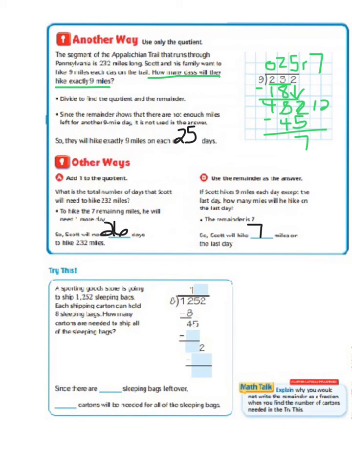So now, let's take a look at our try this problem. Down at the bottom, it says a sporting goods store is going to ship 1,252 sleeping bags. Each shipment carton can hold 8 sleeping bags. How many cartons are needed to ship all of the sleeping bags? And that's one of our key words right there. We need to know shipping all of them, not just what our quotient is going to be. So let's work our problem out, and let's figure out how many cartons are going to be needed to ship all of the sleeping bags.